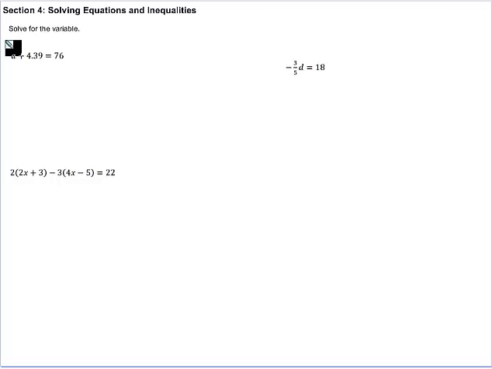This is Algebra 2 Prerequisite Skills. This is on solving equations and inequalities. So we're just going to solve for the variable, which means we need to isolate the variable.